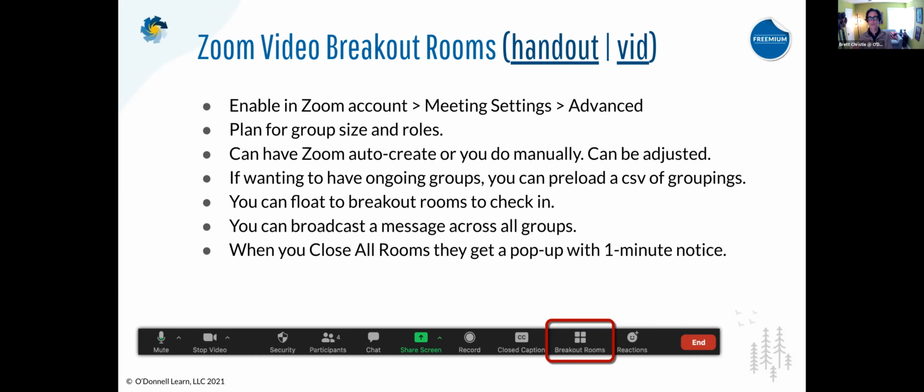You can also, if you want to have ongoing groups, create a CSV, an Excel file or Google Sheet that has your groups made up and a name for the group, the names of the people in it, and what room number it is. And you can load that ahead of time. And that can be your ongoing group if you wanted that for, let's say, project work that you're going to be doing throughout the semester. And you can use that on some days, and other days you can have it be random.